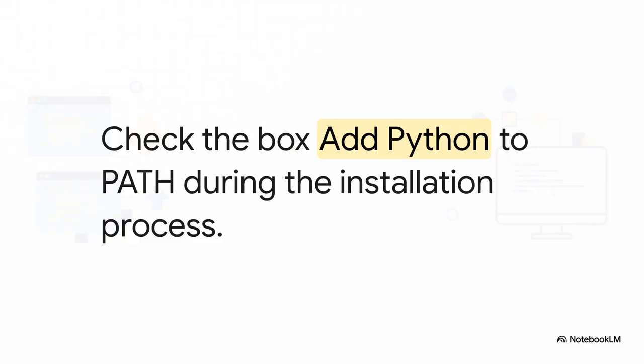Which brings us to the absolute most crucial step of the entire installation. When you open that Python installer, look down at the very bottom of that first window. You absolutely must check the box that says Add Python to Path. Do not skip this. Checking that box is what ensures Python integrates seamlessly with your Windows system so we can actually use it later. Once that's checked, go ahead, hit Install Now, and let it do its thing.